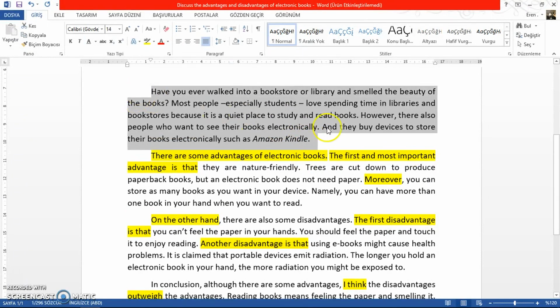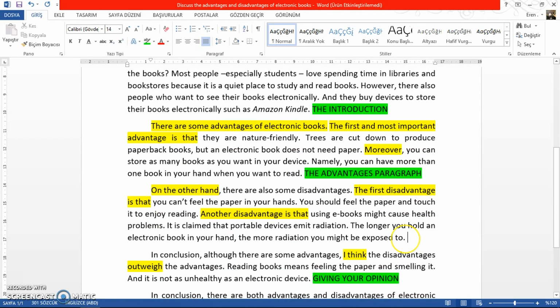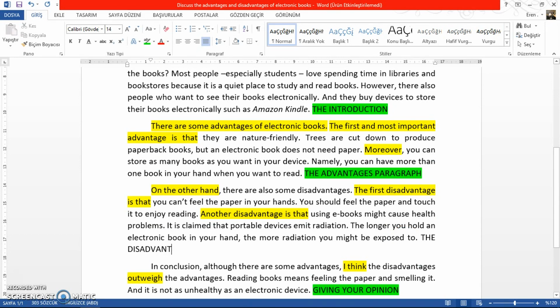The introduction, the advantages paragraph, and then the disadvantages paragraph.